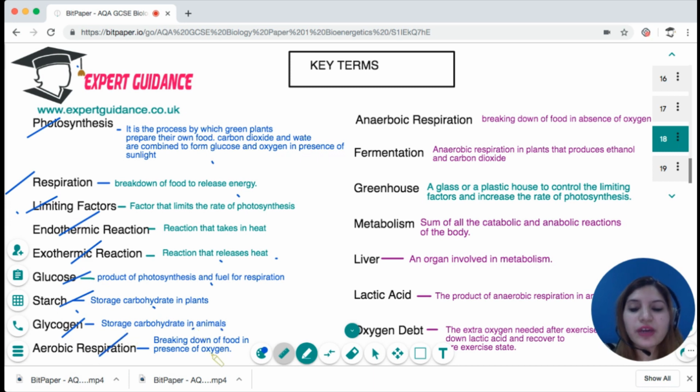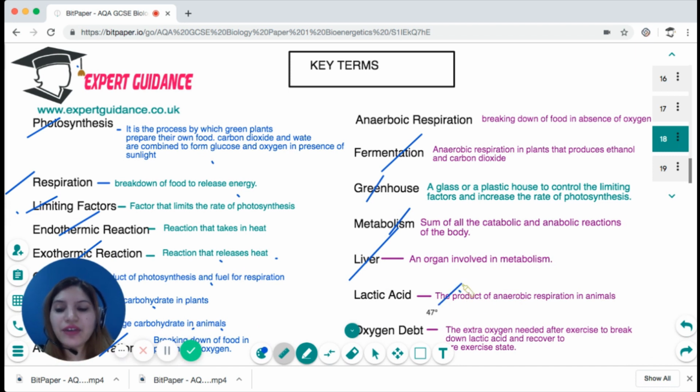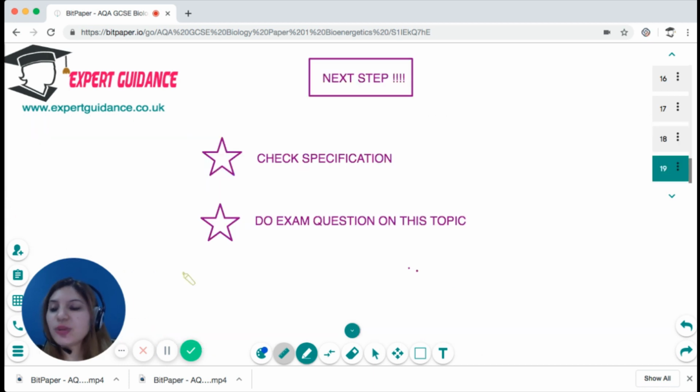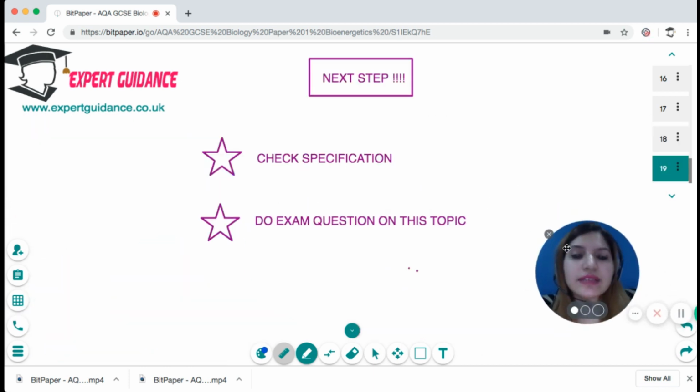Aerobic respiration is the breakdown of food in presence of oxygen. Anaerobic respiration is the breakdown of food in absence of oxygen. Fermentation is anaerobic respiration in plants that produces ethanol and carbon dioxide. Greenhouse is a glass or plastic house to control the limiting factors and increase the rate of photosynthesis. Metabolism is the sum of all catabolic and anabolic reactions of the body. Liver is an organ involved in metabolism. Lactic acid is a product of anaerobic respiration in animals. And oxygen debt is the extra oxygen needed after exercise to break down lactic acid and recover to the pre-exercise stage. Okay, so I hope all these terms are clear to you.